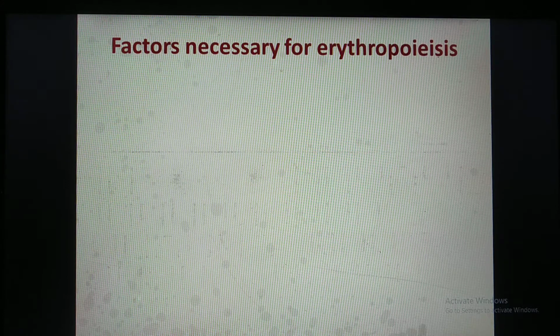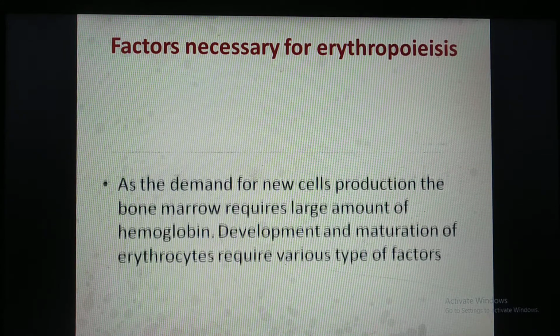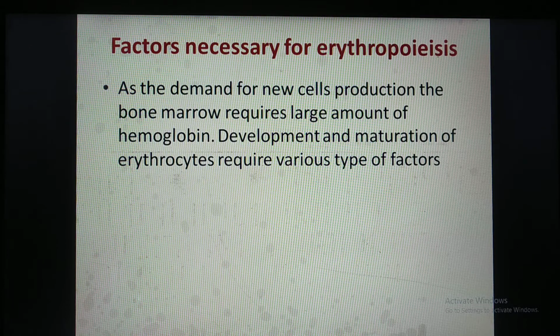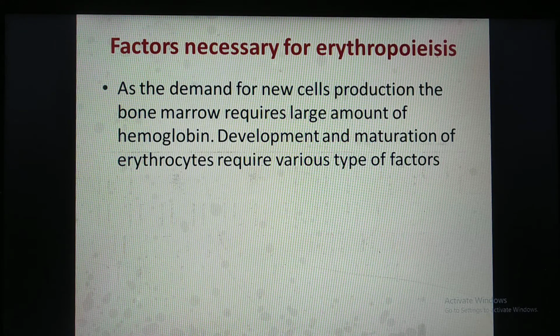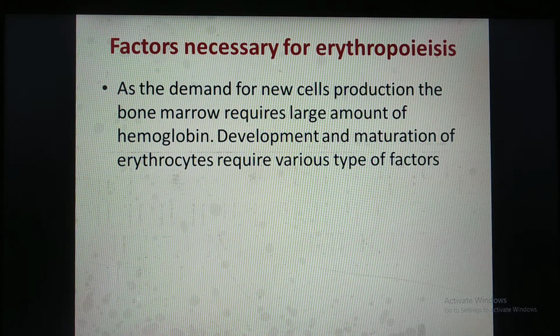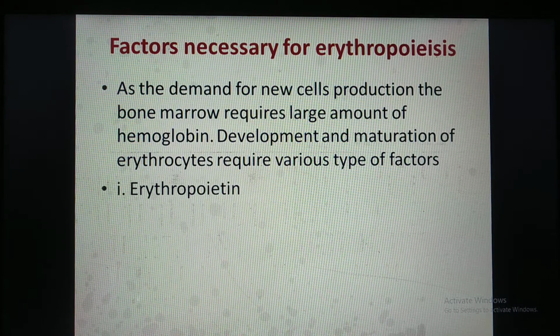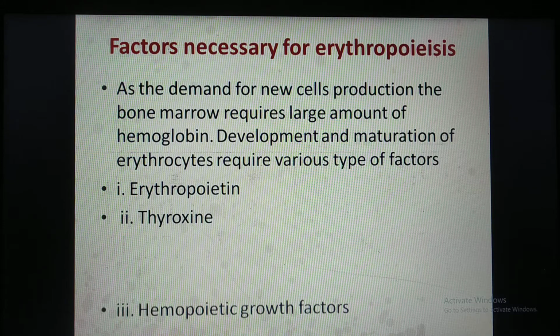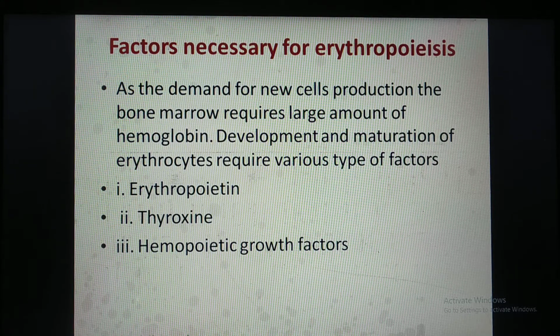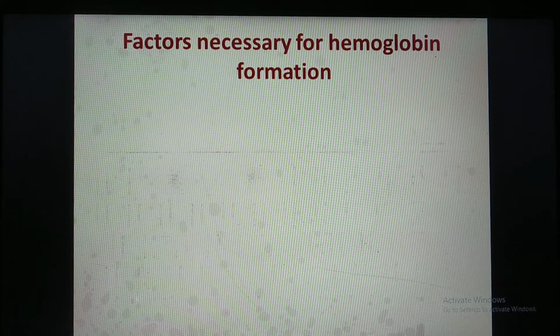Factors necessary for erythropoiesis. As the demand for new cell production rises, the bone marrow requires a large amount of hemoglobin. Development and maturation of erythrocytes require various types of factors. First, erythropoietin, thyroxine, hemopoietic growth factors, vitamins. These are the factors necessary for the formation of red blood cells.